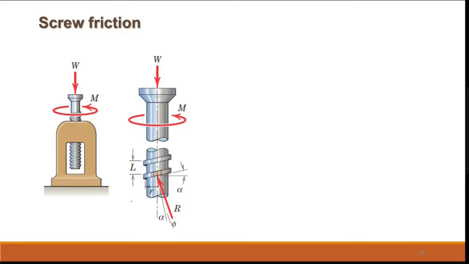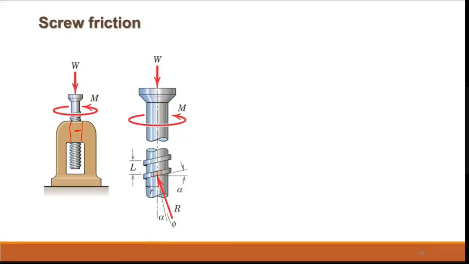So what I have to do is apply a moment, right? So this is the moment which is acting. This has a contact with your screw thread, right? Wherever it has a contact, that will have a friction, friction of the particular rotation.